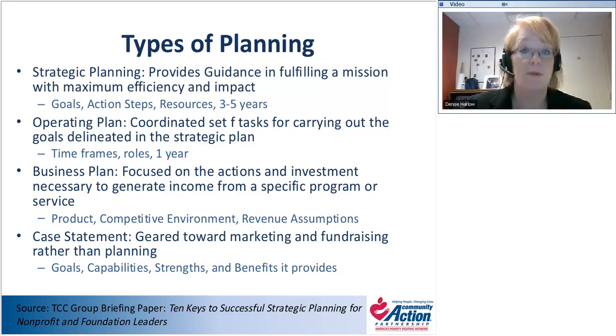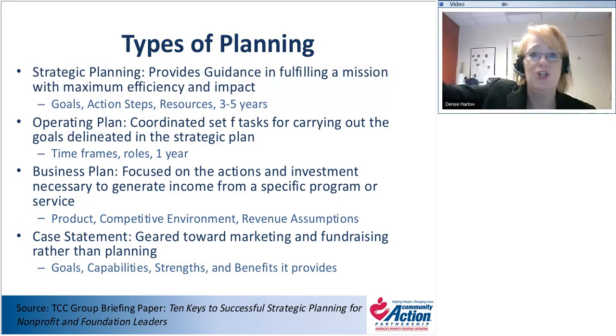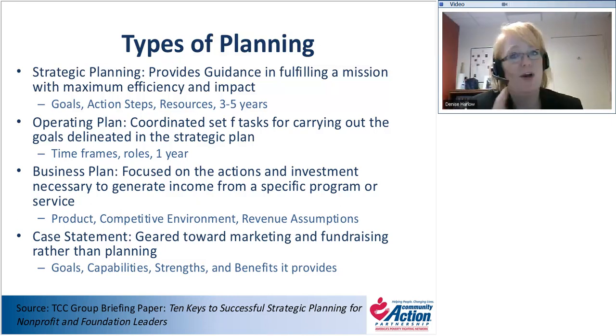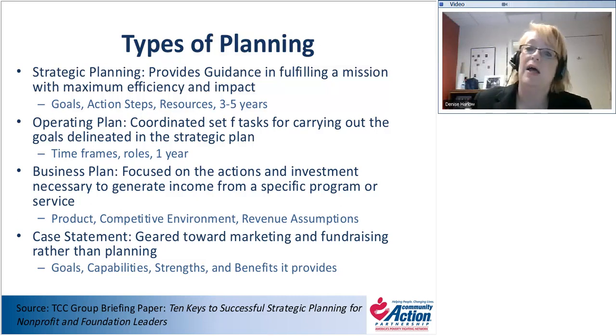Really a year-to-year work plan might be a different way to frame it out. So you'll have a 3 to 5 year, 5-year vision, 3-year strategic plan, and I would argue a 2-year work plan or operations plan. A business plan may also be a product of your planning process or part of your business strategies. These are really focused on the actions and investments necessary to generate income from a specific program or service. Nonprofits do business plans all the time, but it is not a strategic plan.